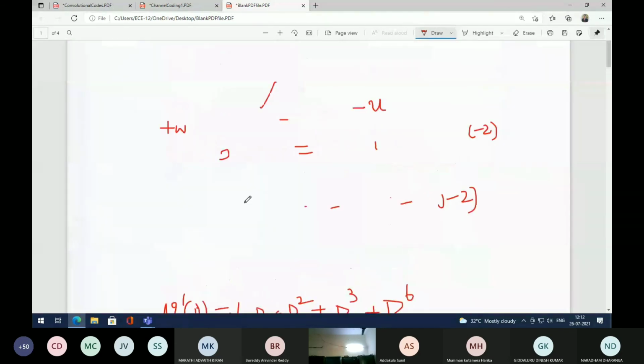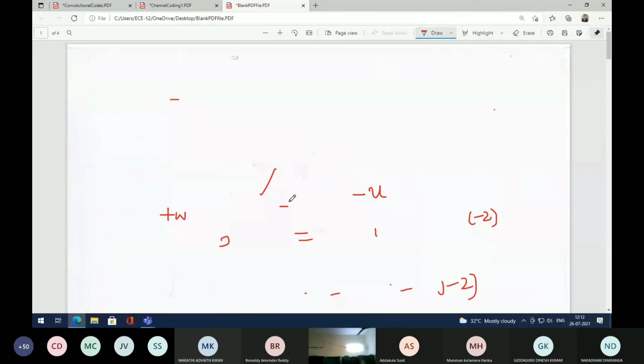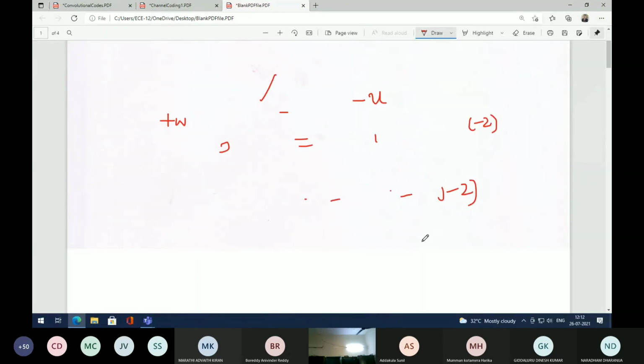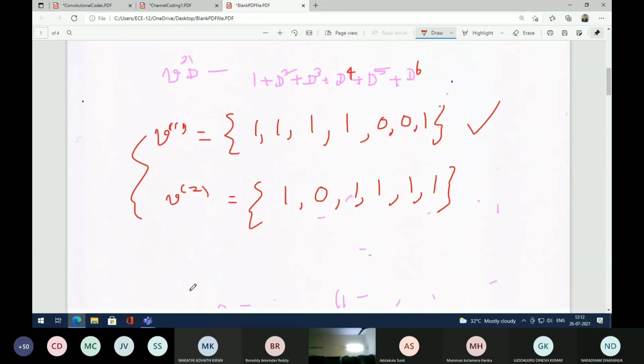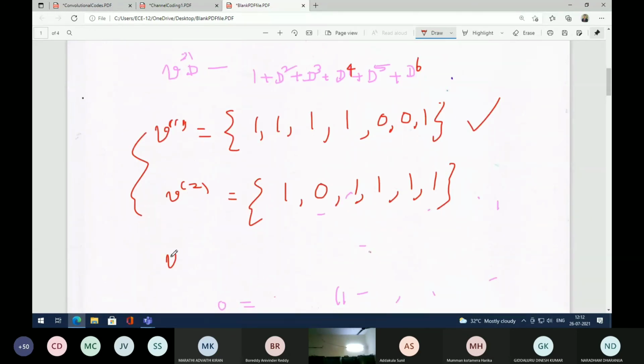By this simple method, every time you need not verify the block and find out the delay and the shifting operation. All these things you need not do. It is the simplest way in the transform domain. You can easily find the corresponding outputs. And finally, the coded output vector can be represented in this fashion: 1 1, 1 0, 1 1, 0 1, 0 1, 1 1 and so on. This is the final output.